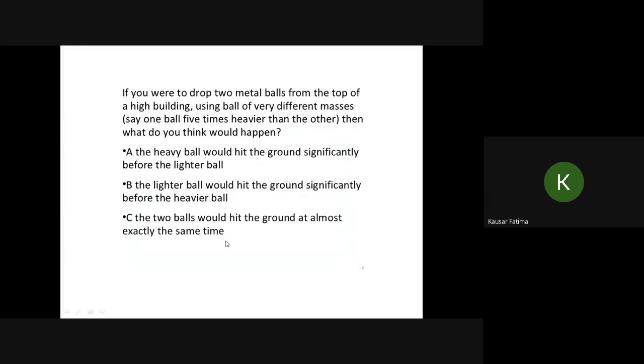That all depends upon the air resistance. So here, suppose we ignore the air resistance, so the answer would be C. Both the balls, irrespective of their masses, will hit the ground at the same time.